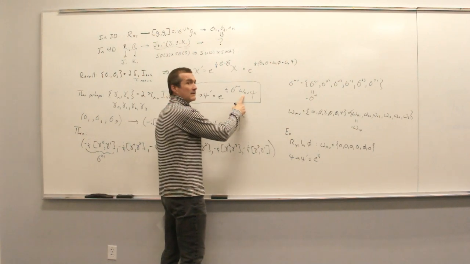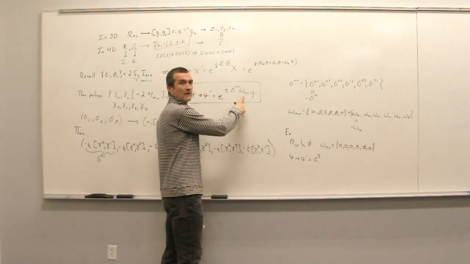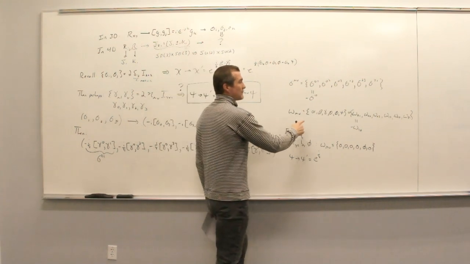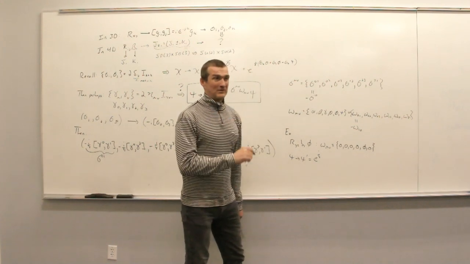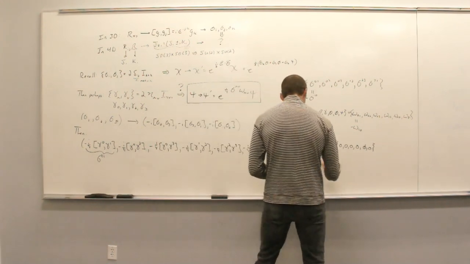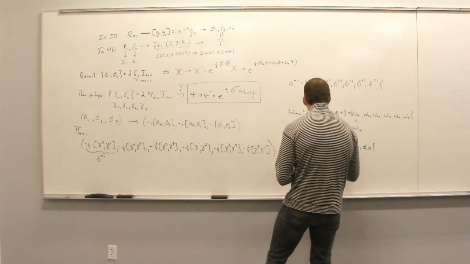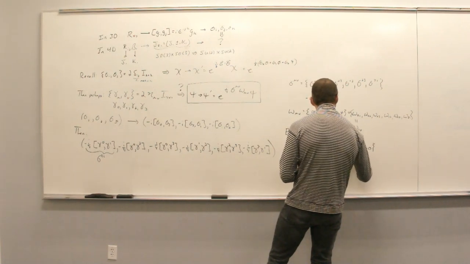But how many omega mu nus are not zero? Who says one? Who says two? It's two. Because omega 2-3 is not zero, but so is omega 3-2. So this is going to be sigma 2-3 times omega 2-3 plus sigma 3-2 times omega 3-2.